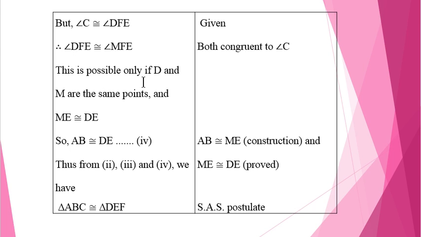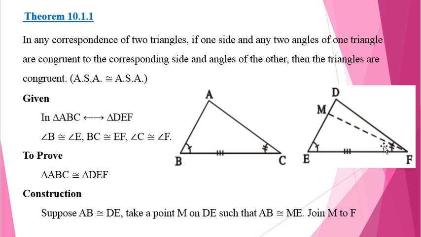This is possible only if D and M are the same point. Okay, you are observing over there, the angles could be equal if both points coincide with each other. If they are not coinciding, it means the angles made by them are different. But according to our statement, if they are congruent to the C, it means this point M is not lying on any other point except that point D.